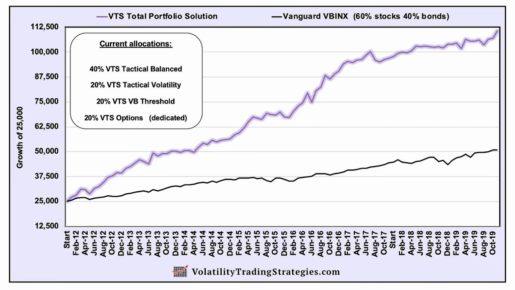You'll get my point. So this is what I call my Total Portfolio Solution. This is all 4 of the individual strategies combined into a diversified portfolio. So you can see there's different allocations there, and they do change over time depending on market conditions. But long-term, I do prioritize risk management and drawdown reduction above all else.